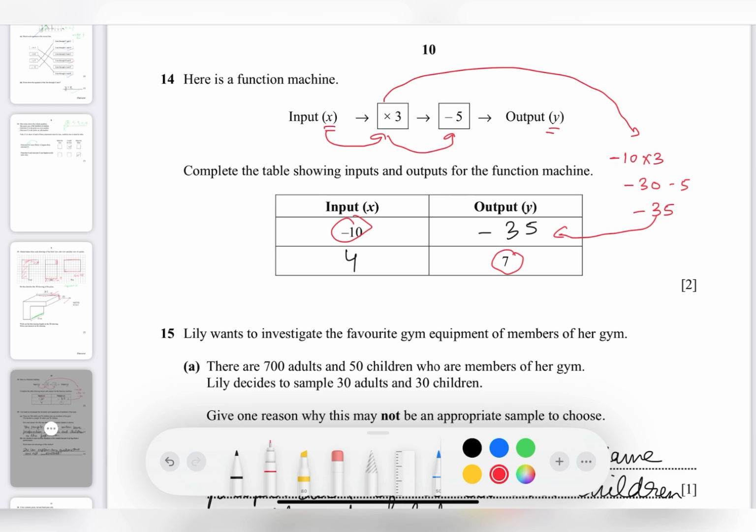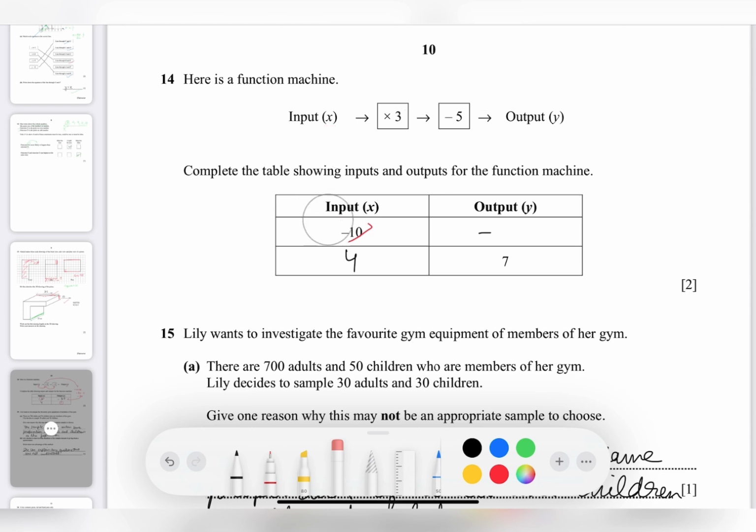Okay, so we know the output now. How can we find the input? How can we find the input now? So we can just inverse it. Okay, so we can just add 5 over here, then divide it by 3. So 7 plus 5 will give us 12, and 12 divided by 3 will be 4.